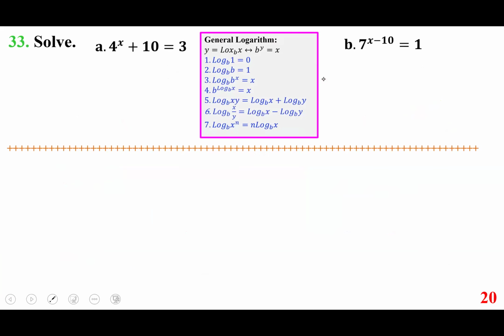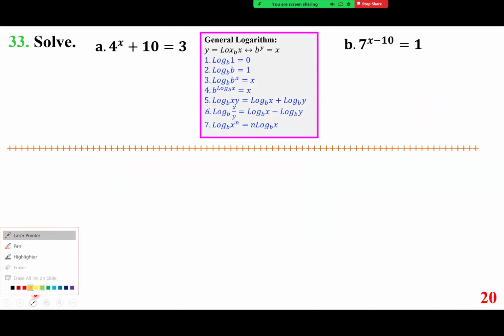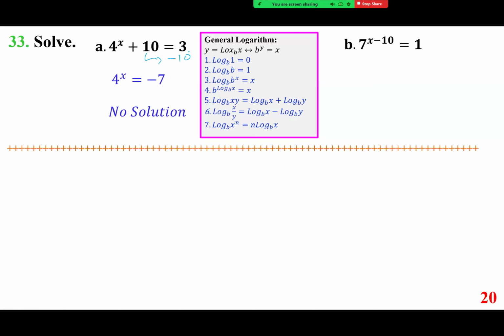Four to the power of x plus 10 equals 3. Obviously, you are going to move the 10. Four to the power of x can't be negative or 0, therefore there is no solution. And again, remember, the range of basic exponential functions is 0 to infinity.